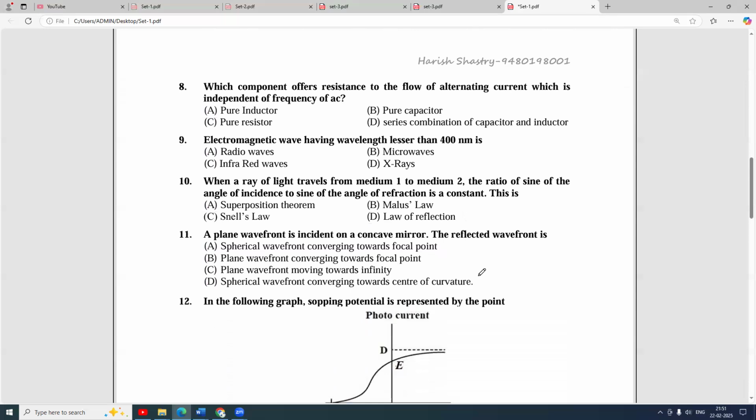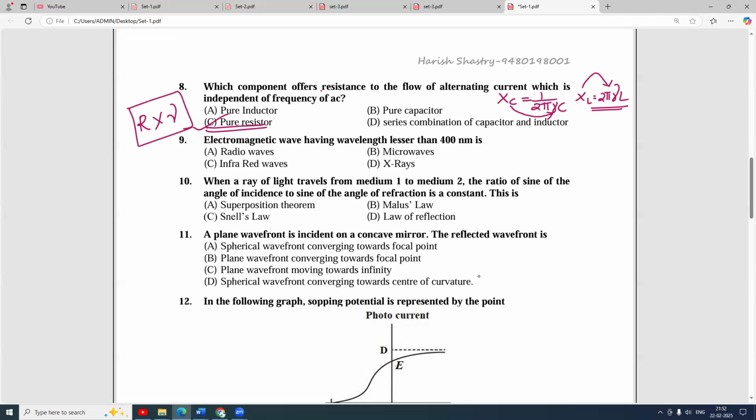Which component offers resistance to the flow of alternating current, which is independent of frequency of AC? That is pure resistor. The resistance of resistor has nothing to do with frequency of AC, whereas capacitive reactance is inversely proportional to frequency, and inductive reactance is directly proportional to frequency. We know this formula. So reactance of an inductor depends on frequency directly. Reactance of a capacitor is inversely proportional to frequency, whereas resistance of a resistor is independent of frequency.